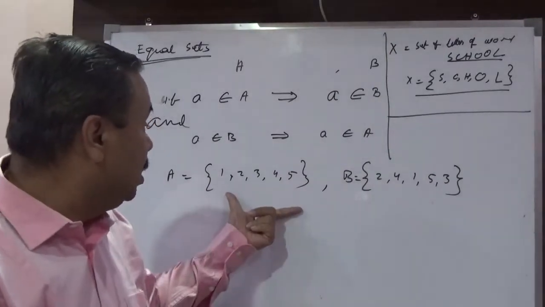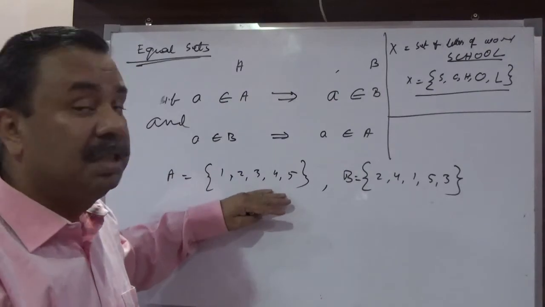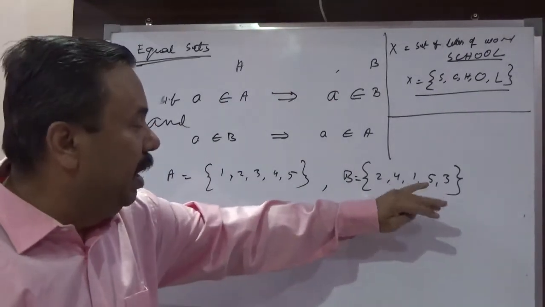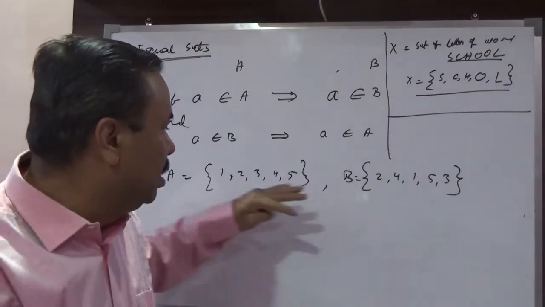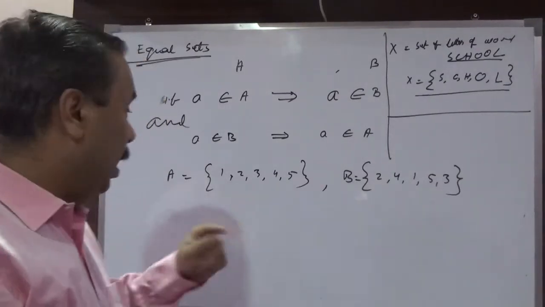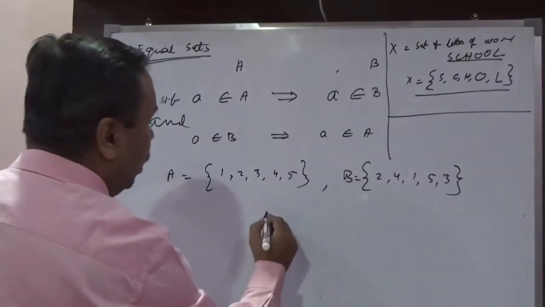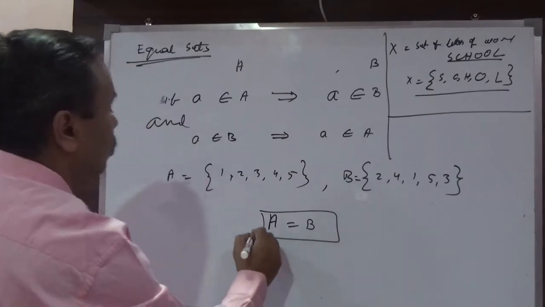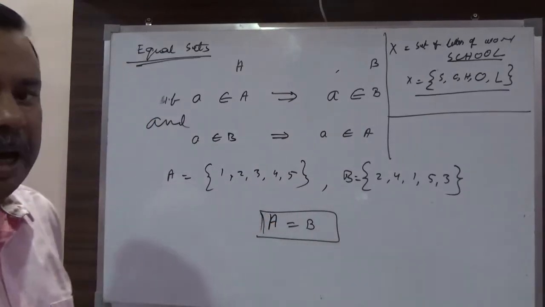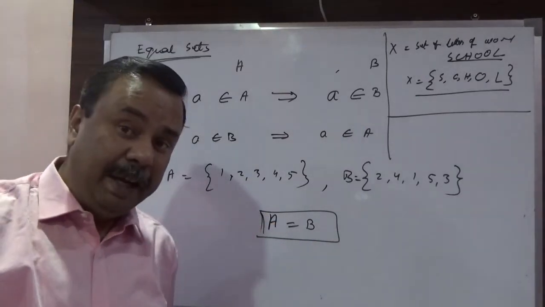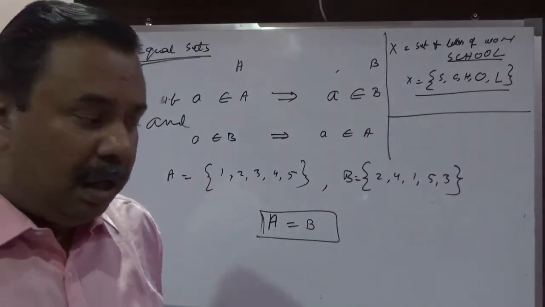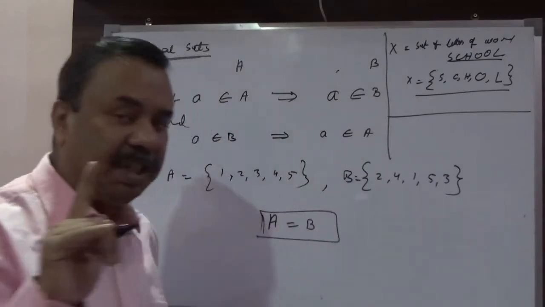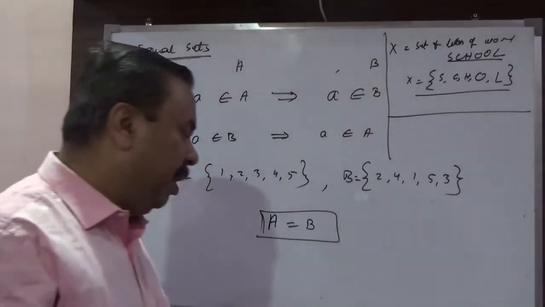So now in this case, you see, any member of set A is a member of set B, and similarly any element of set B is an element of set A. If this is happening, then I can say set A is equal to set B. Okay, and similarly n(A) will be equal to n(B), because the number of elements in set A will be equal to the number of elements in set B.